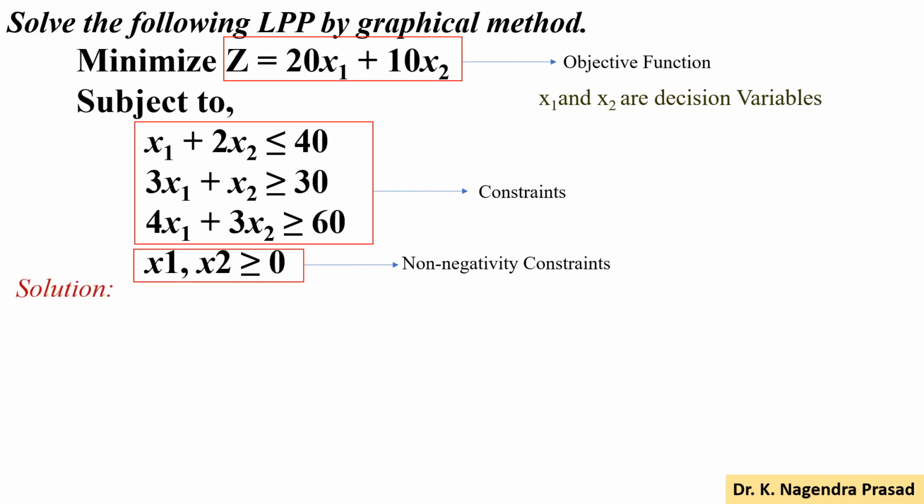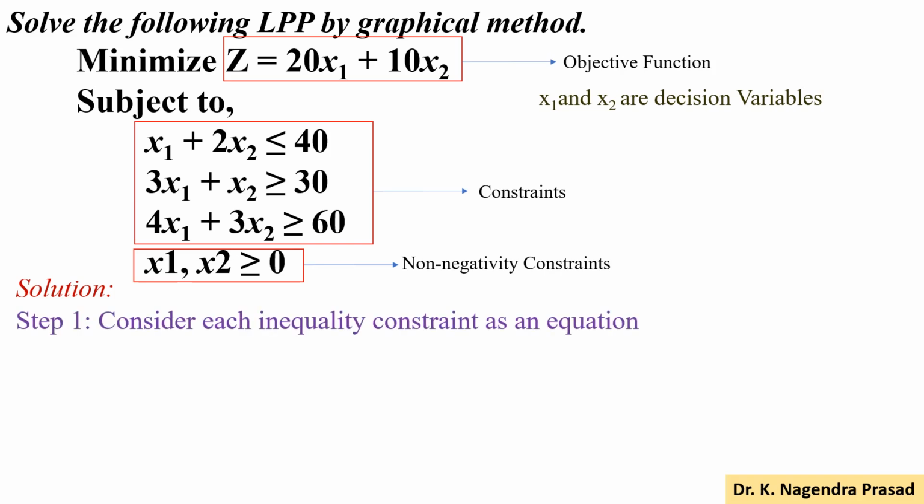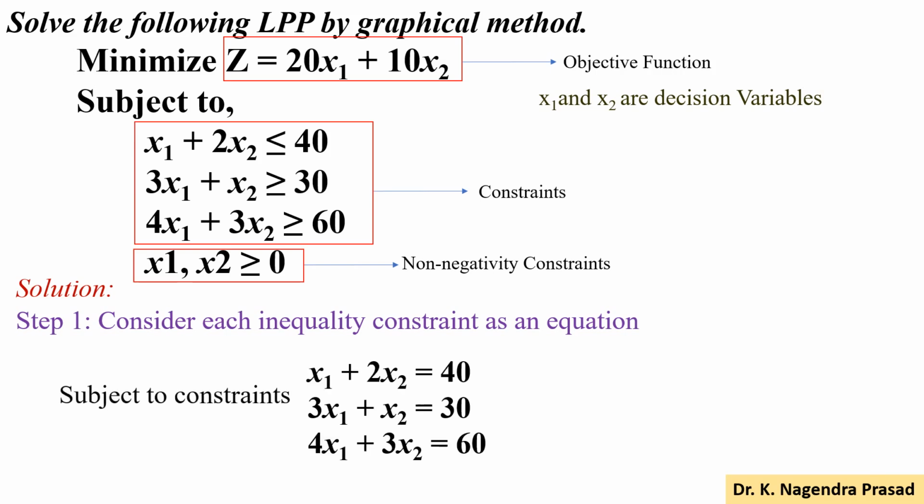Let's see the solution. First step is to consider each inequality constraint as an equation. For this, we have to replace the inequality symbol with the equal symbol in the constraints. Then the constraints become x1 plus 2x2 equal to 40, 3x1 plus x2 equal to 30, 4x1 plus 3x2 equal to 60.